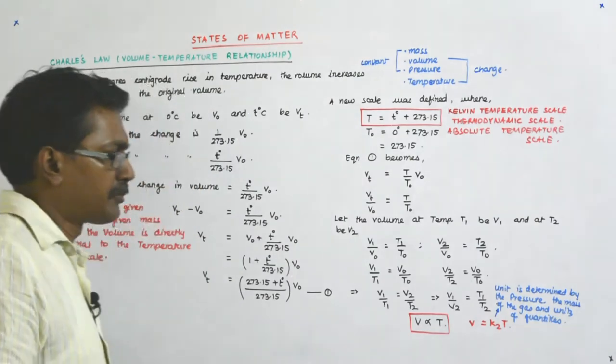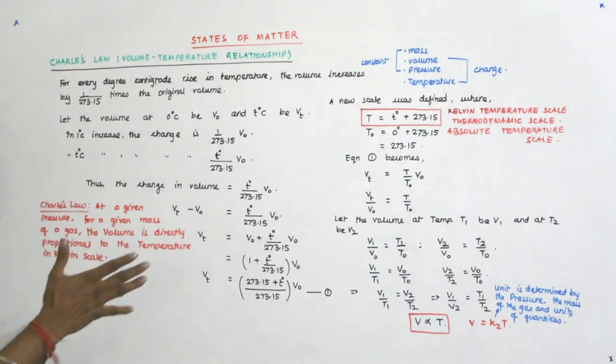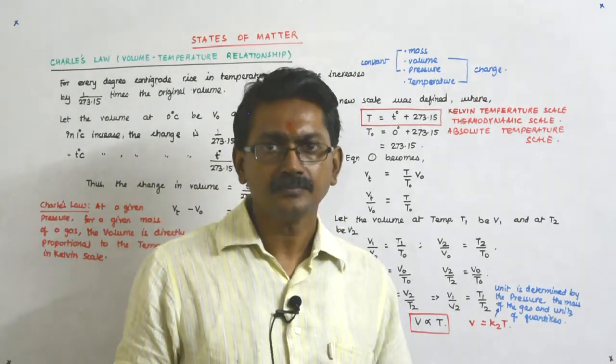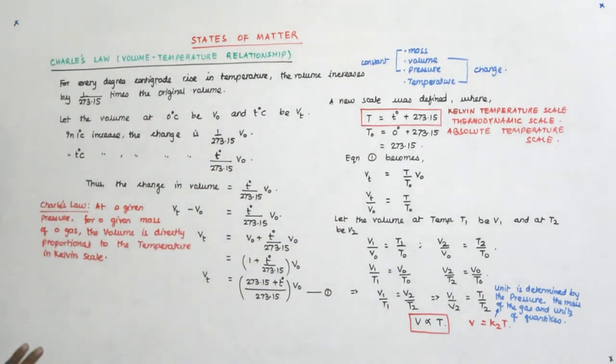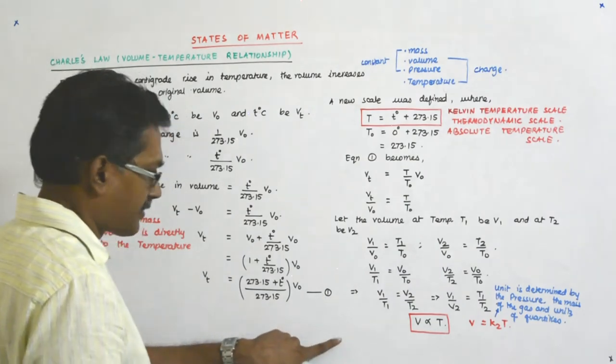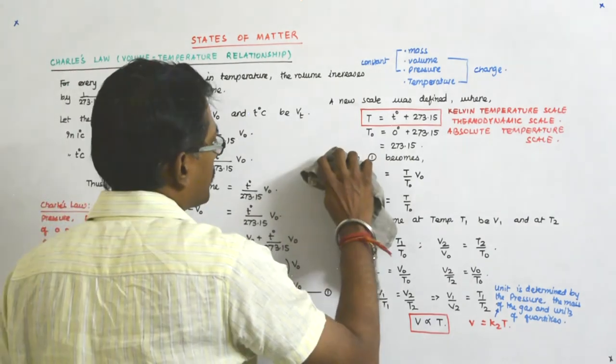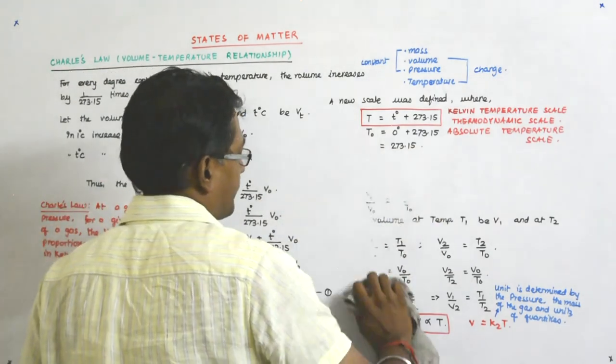It is directly proportional to the Kelvin scale and cannot be directly proportional to the degree Celsius. Now let me show you what it means. So you must have done this part, and so I'll clear the space.